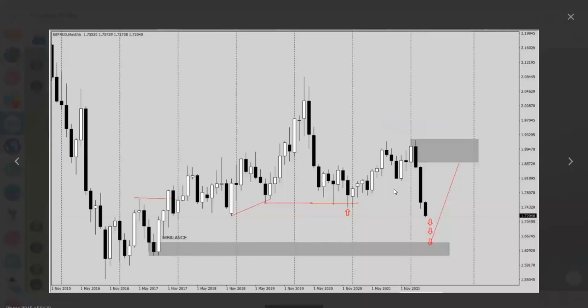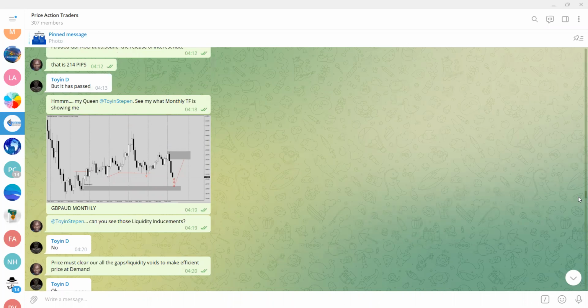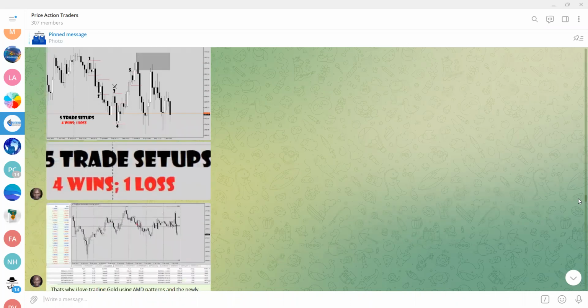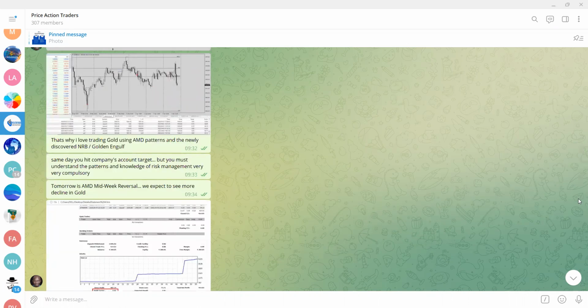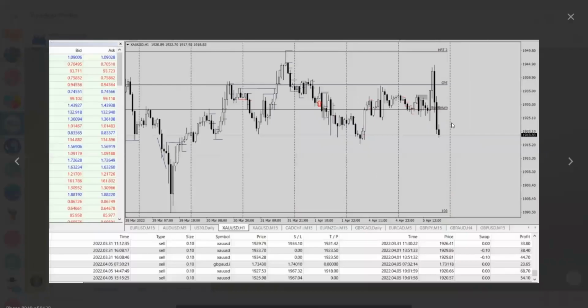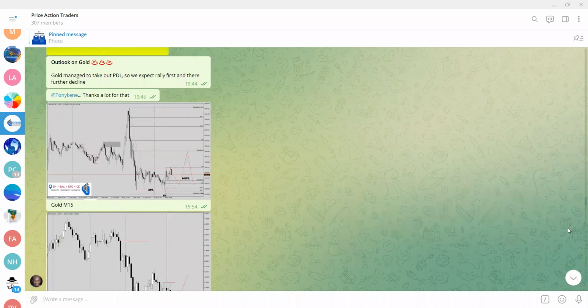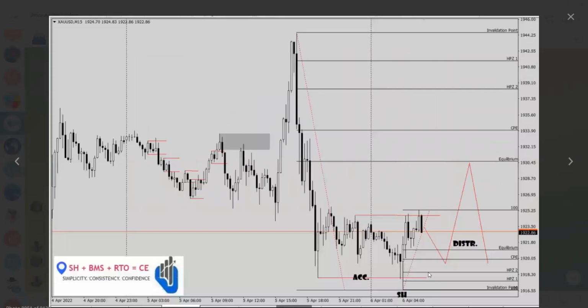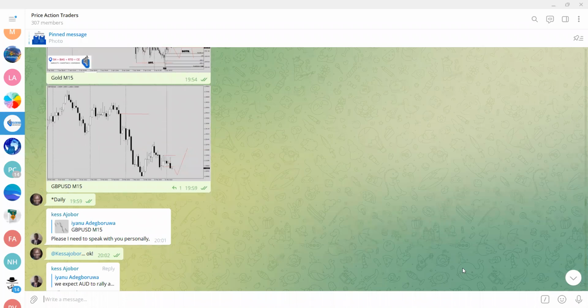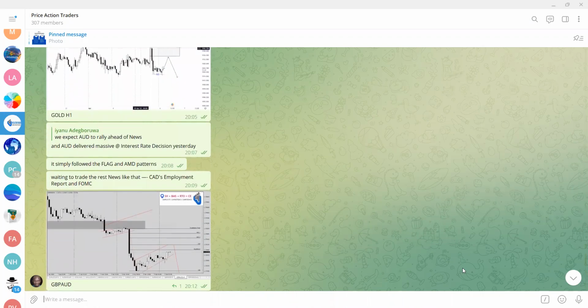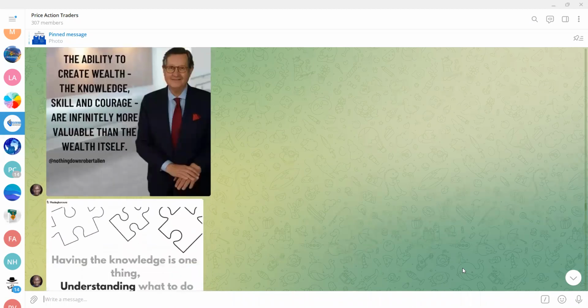This follows the pattern of the higher time frame, which is monthly. I see the monthly. Accumulation, manipulation, distribution. So that was my account trading accumulation, manipulation, distribution of profits. Gold, I love gold so much, love trading gold so much. It usually falls into that pattern.